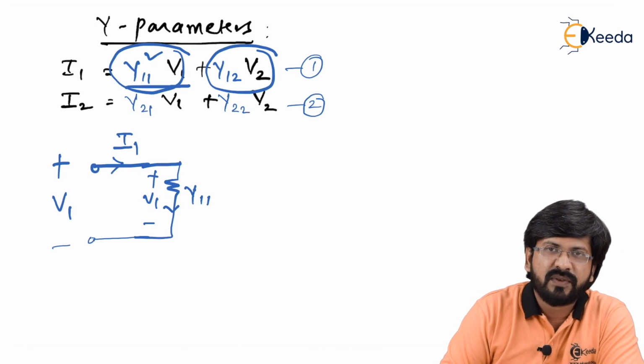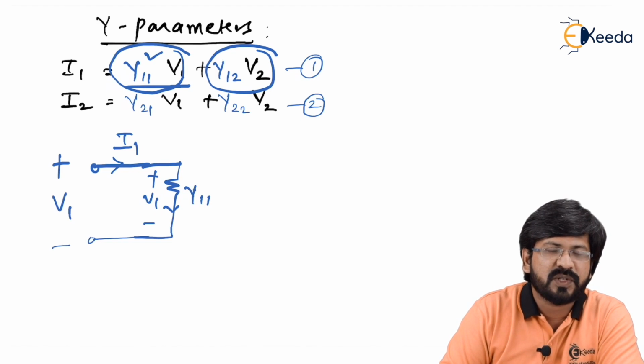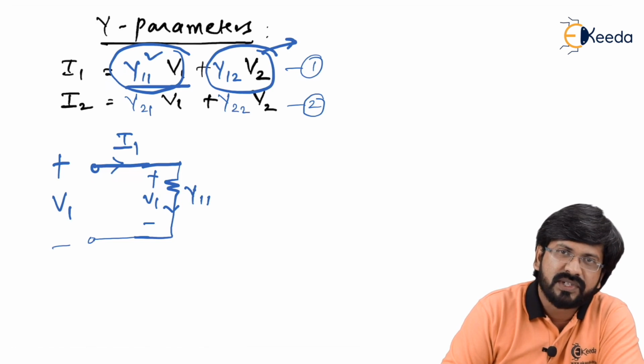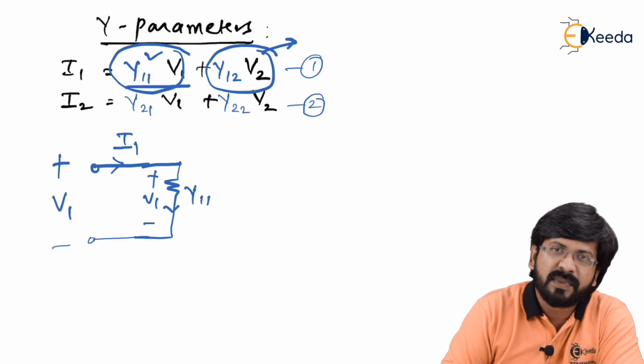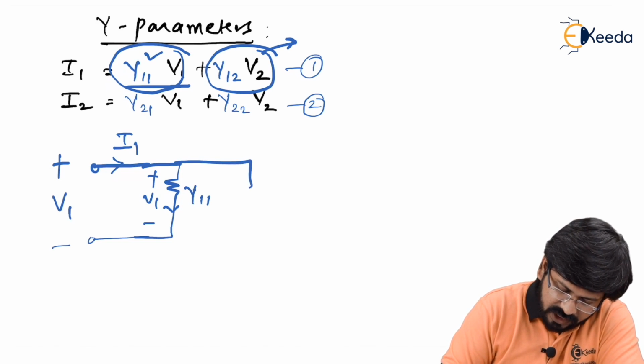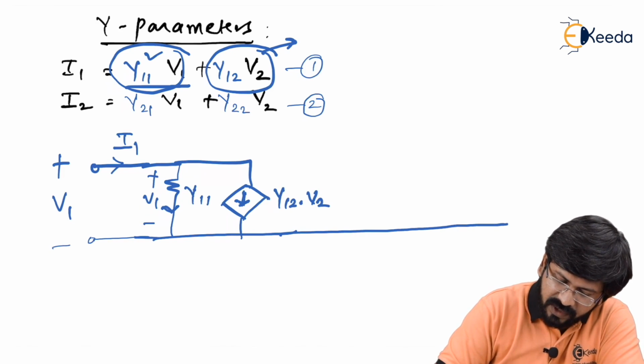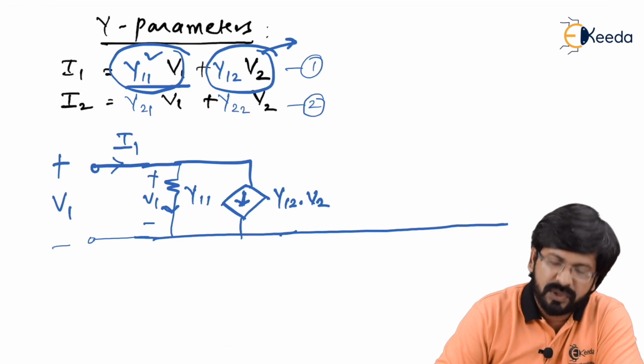Understand the fact that it is Y12 times V2 and V2 belongs to which port? Port 2. And since I am at port 1, I cannot actually draw V2. That's the reason why I will say, in fact, this is also a current, but I would say it is a dependent current source which depends on V2. So now I can show some dependent current source like this in a downward direction compulsorily, because if this is downward direction, this has to be downward direction, having magnitude as Y12 times V2. In a similar fashion, now I can draw the equivalent circuit at the output side also.